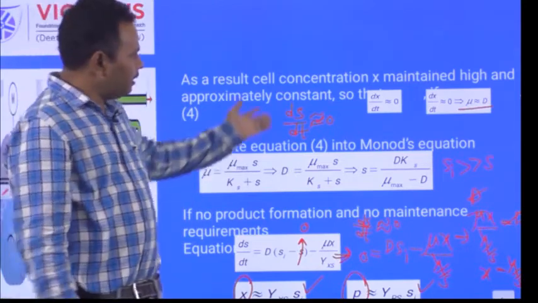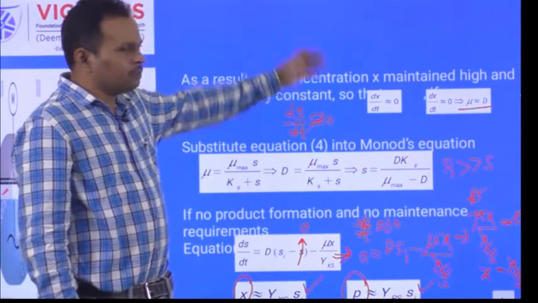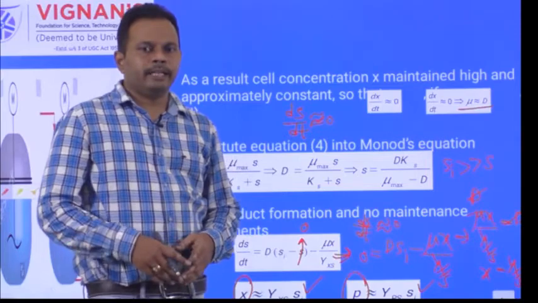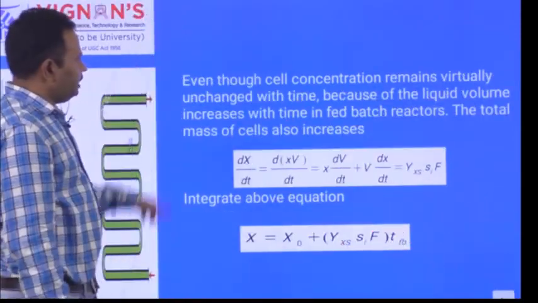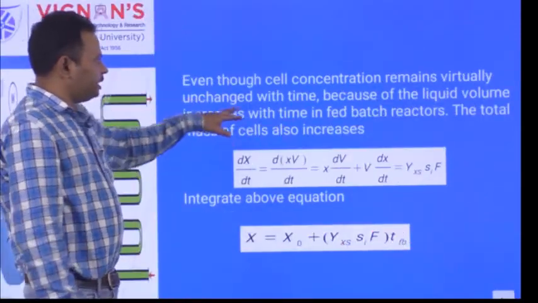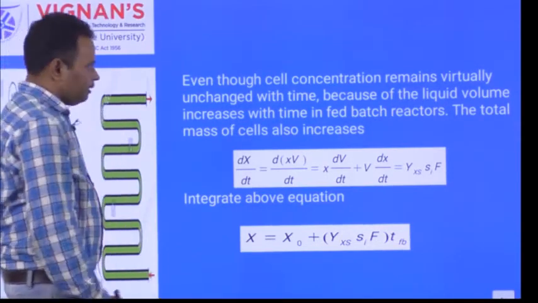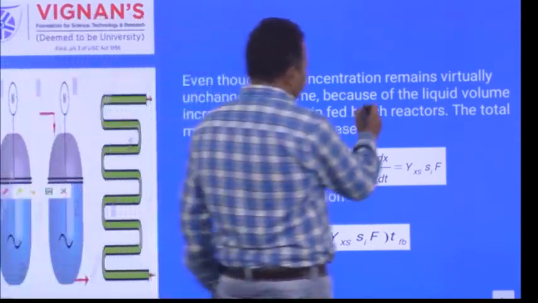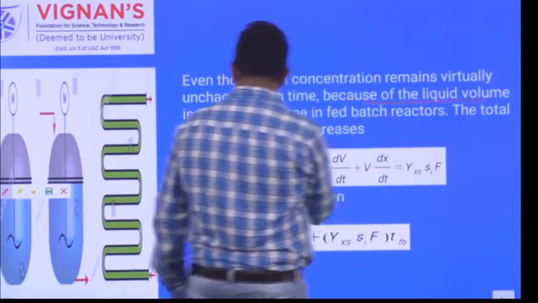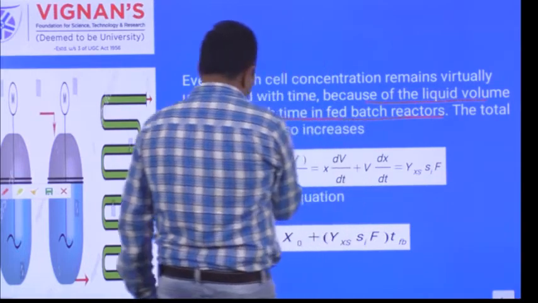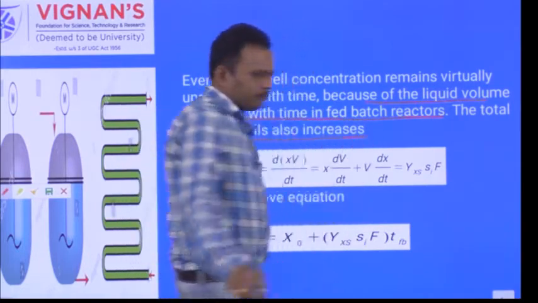Why? Because the cell concentration is constant. It already reaches the maximum value by consuming all the substrate. Even though the cell concentration remains virtually unchanged with time within the fed batch fermenter at high cell density, because the liquid volume increases with time due to the addition of the feed, the total mass of the cells increases.